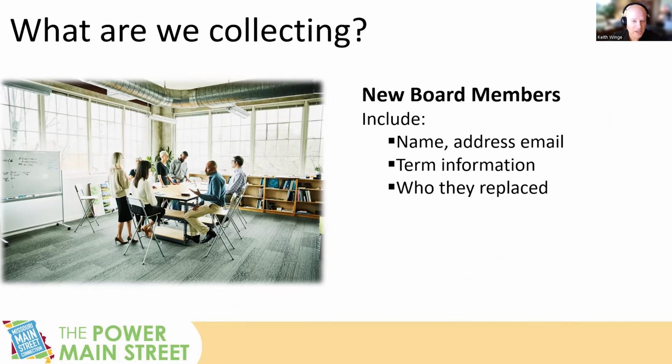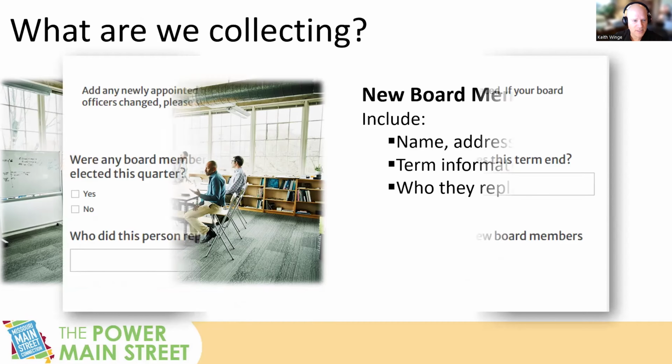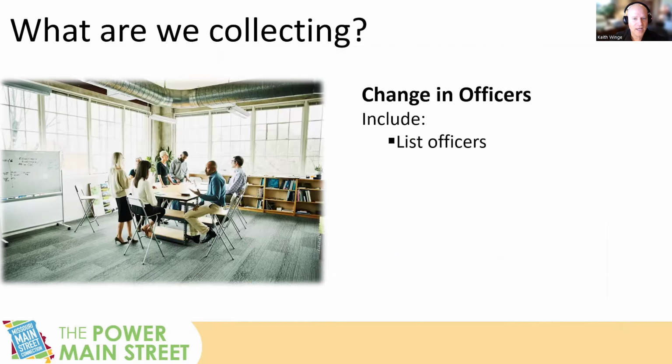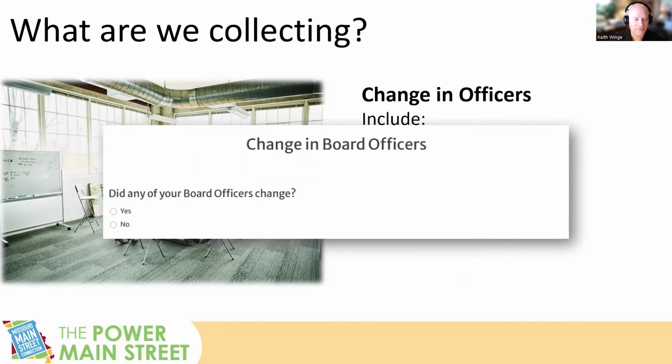We also want to know if you have any new board members. We want to update our database and make sure we get them on the newsletter list and those sorts of things. So here's that information. And then we also want to know if you had any change in officers and give us the list of who those officers are. If you click yes, different boxes open up and we want to know who your officers are. Again, those change usually once a year, but that also gives us the notification to change our database and contacts for your organization. So it's very important to fill that out and let us know.